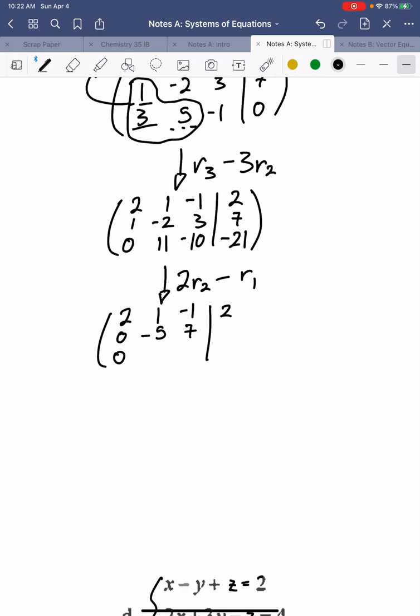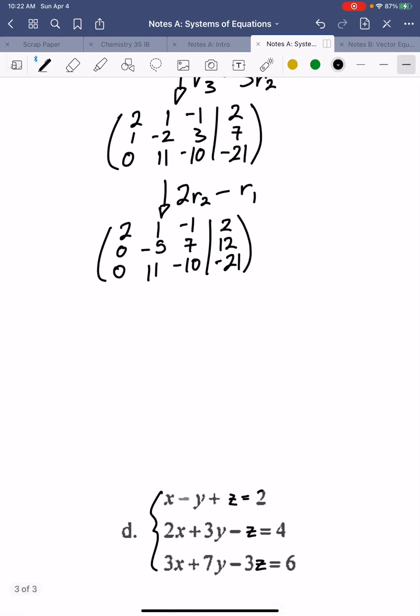And then we have, let's see, 14 minus 2, which is 12. Then we have 11, -10, -21. Okay. So the common denominator between these two is 55. That's not very fun. But the common denominator between these two is 11, so we're going to do that one instead.